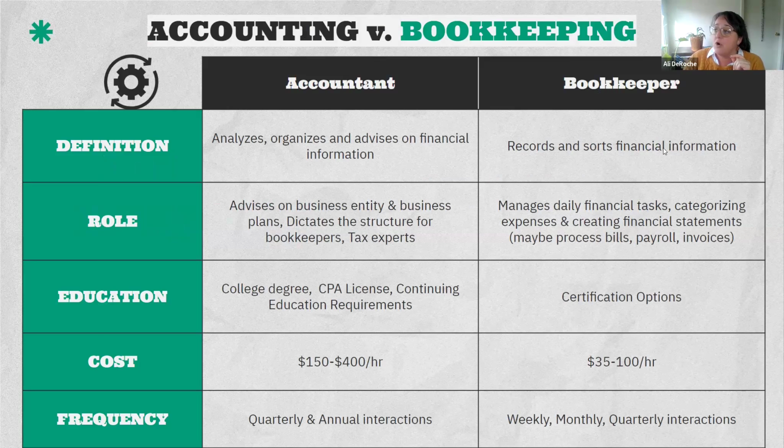Our bookkeeper records and sorts our financial information. They're going to take information from the bank account and put it into a method that makes sense, usually some sort of report that we're going to give to our accountant. The accountant then analyzes, organizes, and advises on that financial information. Your bookkeeper's role is to manage your daily financial tasks, like categorizing expenses and creating financial statements, maybe something to do with processing bills or invoices and your payroll.